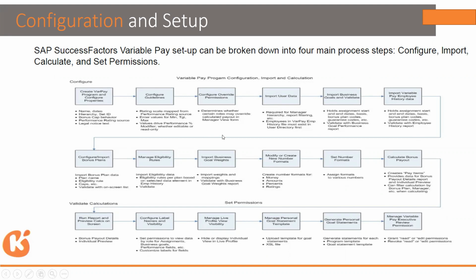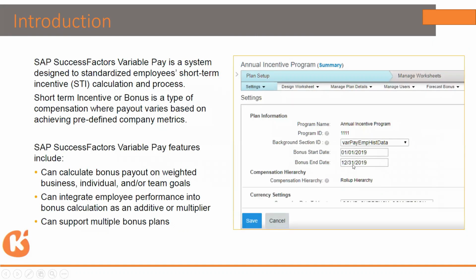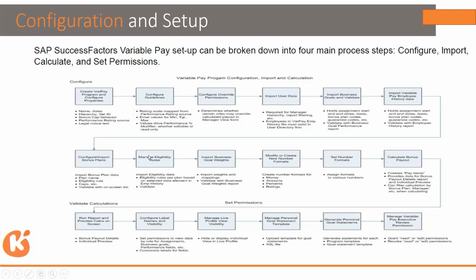Now I'm not going to discuss all this one by one, because either way, with your configuration, we will have to discuss all these. But here you can see create variable pay program and configure properties. So the first thing is you configure this section. Here you can see program name, program ID, and here also it is written the same thing. Program name, the date, the hierarchy ID, bonus cap behavior, right? All these details you have to define.